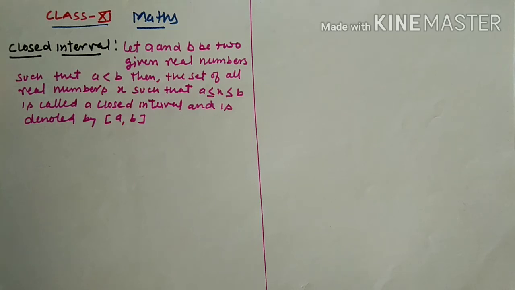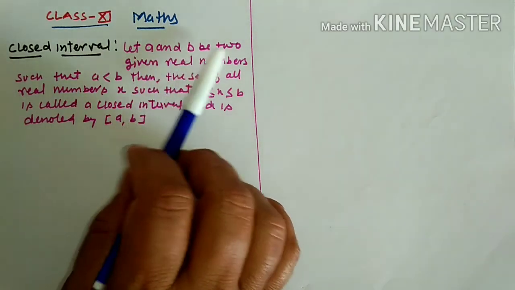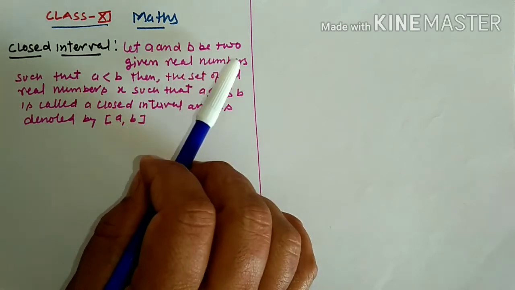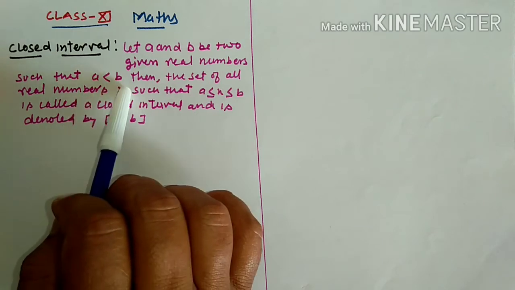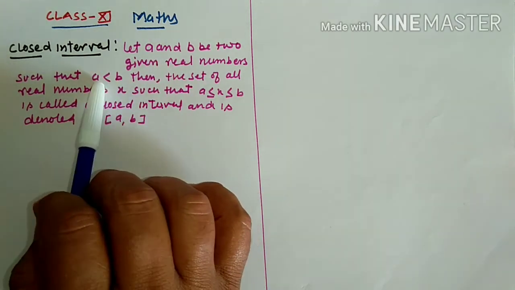So we have two type of intervals. First is closed interval. So first we will discuss closed interval and after that we will discuss open interval, and then semi-closed and semi-open interval. So the closed interval, first we will define. Let A and B are two given real numbers. So what A and B we have are real numbers in which B is greater than A. Clear? Two real numbers and B is greater than A.